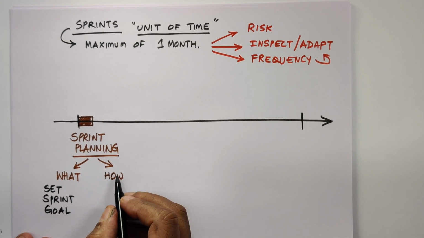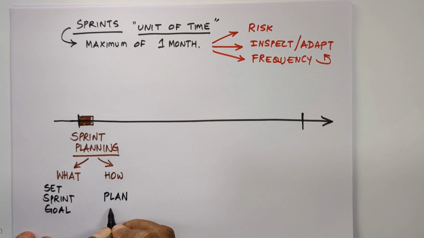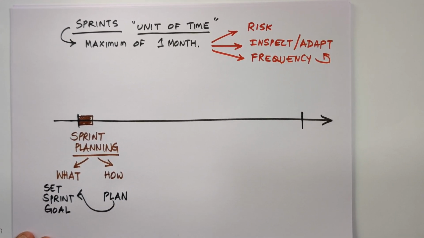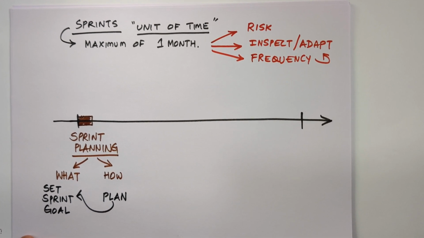And in the how part, they plan for how to reach the sprint goal, which means a set of actions, to-do items, or a plan to reach the goal.